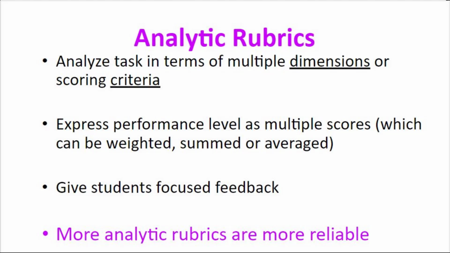The one that you've probably seen the most often, the most familiar with, is analytic rubrics. Analytic rubrics are meant to assess various dimensions of the work. They can be expressed with performance levels as multiple scores, and those scores can be weighted, summed, averaged. When you're doing so, basically, you want to take two things into consideration.